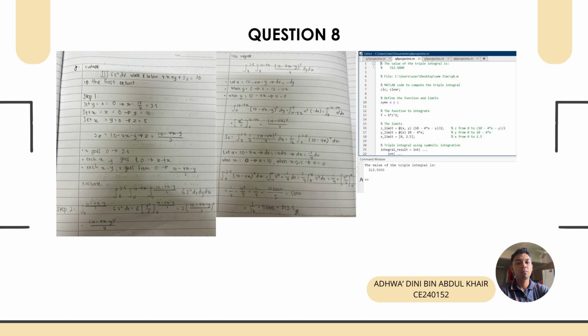Next, for the MATLAB simulation, the output we get is similar to the manual calculation, which is 312.5. This result was verified using both manual calculation and MATLAB simulation. The value of the triple integral is 312.5. Both the manual step-by-step integration and the MATLAB simulation confirm this result, ensuring its accuracy. Thank you.